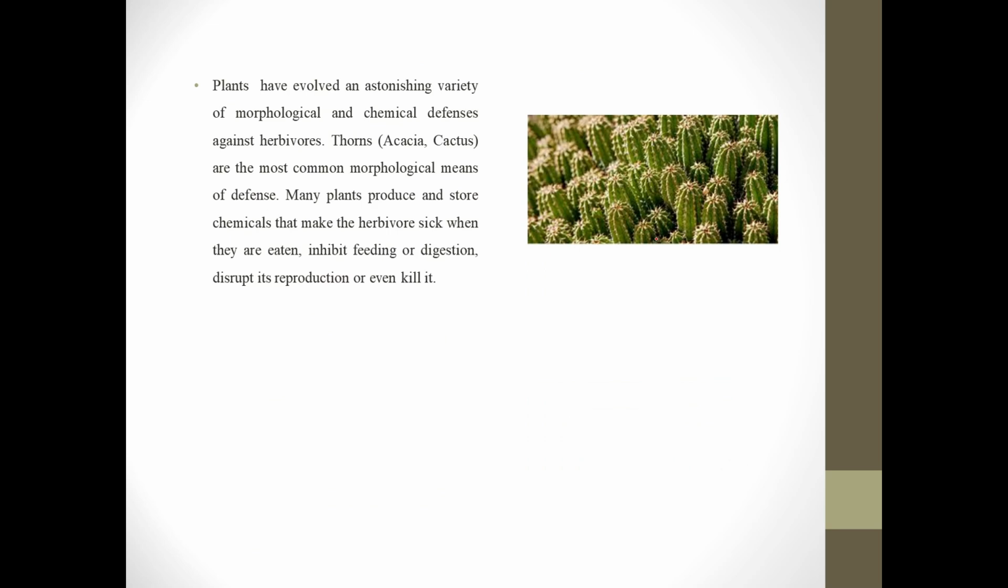Now, the plants have also evolved a variety of morphological or chemical defenses against herbivore animals. The thorns in cactus are the most common morphological means of defense, right? Many plants produce chemicals that make herbivores sick when they are eaten, inhibit feeding or digestion, disrupt their reproduction, or even kill them.